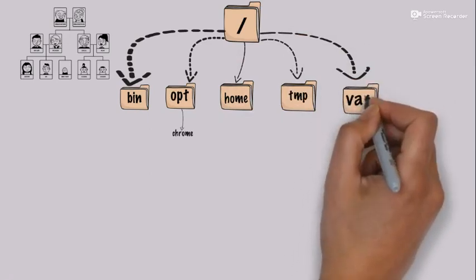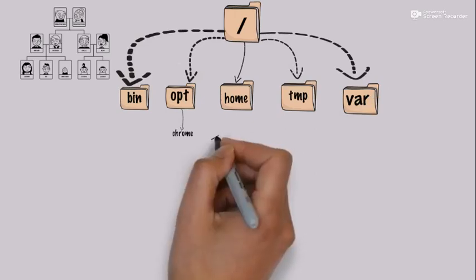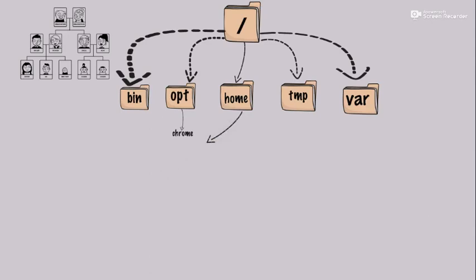var is another common directory. It contains variable data that frequently changes over time. These include log files, mail spools, and user databases.